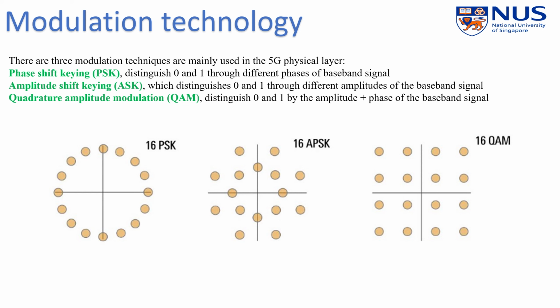And for the modulation technology, there are three modulation techniques mainly used. The first one is PSK. It distinguishes 0 and 1 through different phases of the baseband signal. The second one is ASK, which distinguishes 0 and 1 through different amplitudes of the baseband signal. And the last one is QAM. It distinguishes 0 and 1 by the amplitude plus phase of the baseband signal.